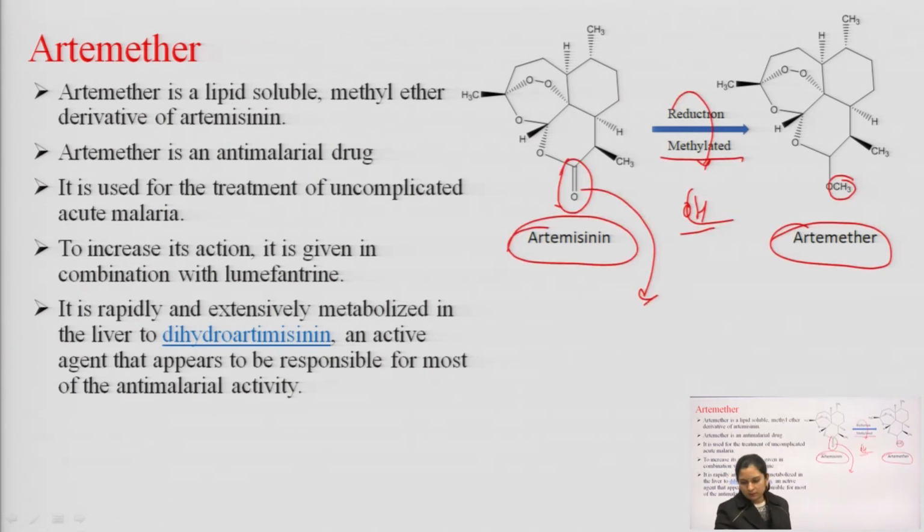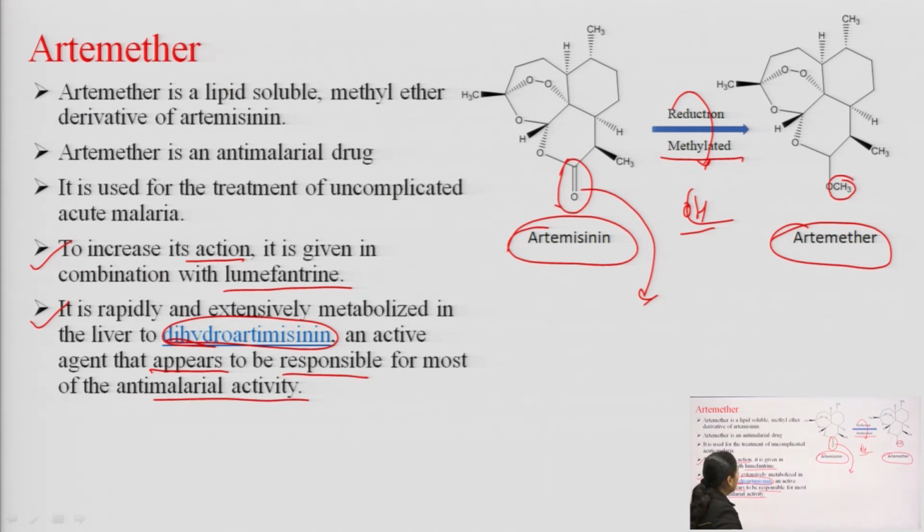Next we will see that to increase its action, it is given in combination with lumefantrine. It shows a synergistic action with lumefantrine. It is rapidly and extensively metabolized in the liver to dihydroartemisinin. As I discussed before, the ketone group gets converted into the hydroxyl group. It is an active agent which appears to be responsible for most of the antimalarial activity.